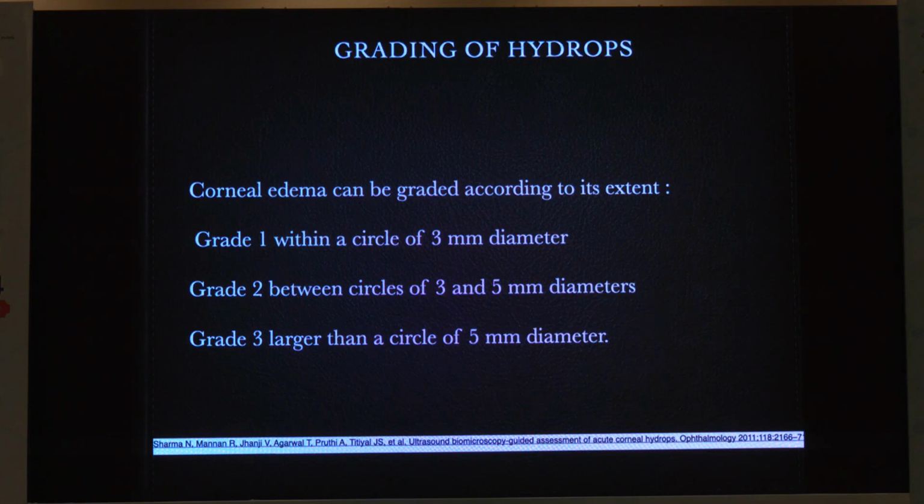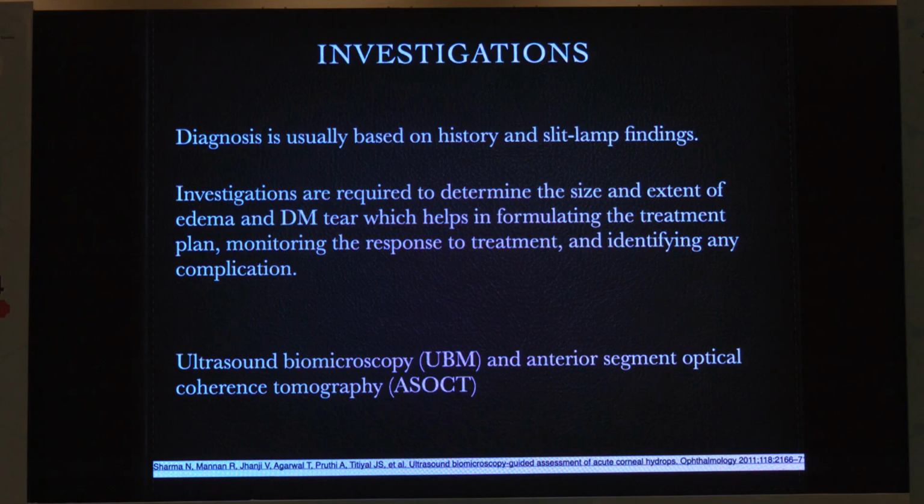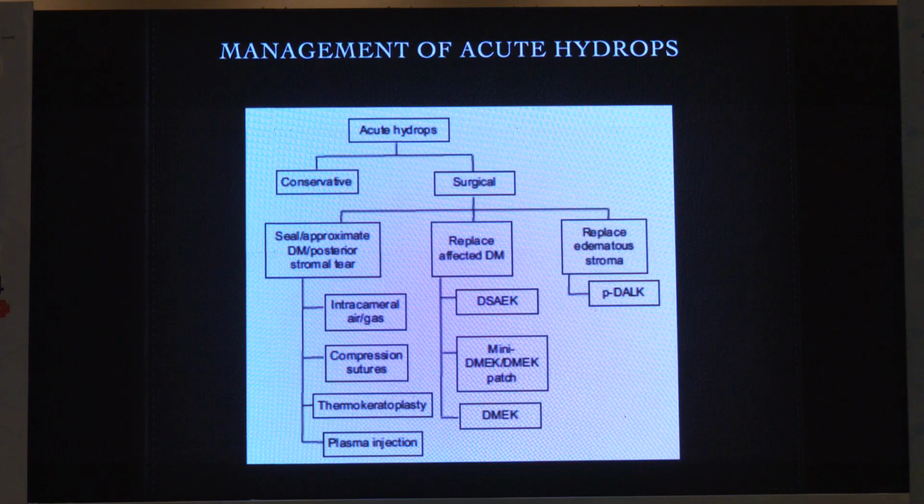This corneal edema can be graded according to the extent. Grade 1 is within a circle of 3 mm diameter, grade 2 is between circles of 3 and 5 mm diameter, grade 3 is larger than a circle of 5 mm diameter. The investigations are based on history and slit lamp findings mostly, and sometimes we require investigation to find out the size and extent of edema as we are moving towards the compression sutures era. The DM tears when we can identify, it helps in formulating our treatment plan, or also to monitor the response to the treatment in such kind of patients. UBM and anterior segment OCT also are very important in the investigations in such patients.